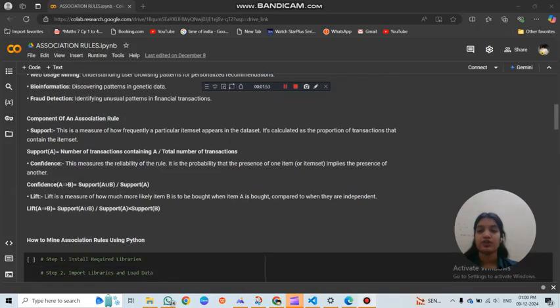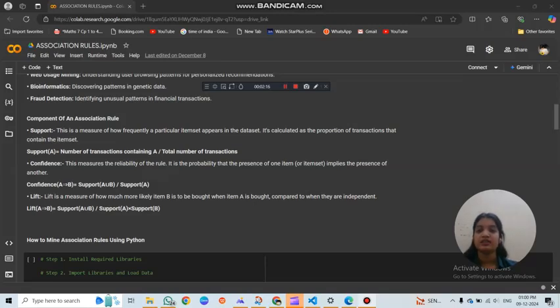Components of an association rule are as follows. Number 1, support. This is a measure of how frequently a particular item appears in a dataset. It's calculated as the proportion of transactions that contain the item. Support A is the number of transactions containing A divided by the total number of transactions.